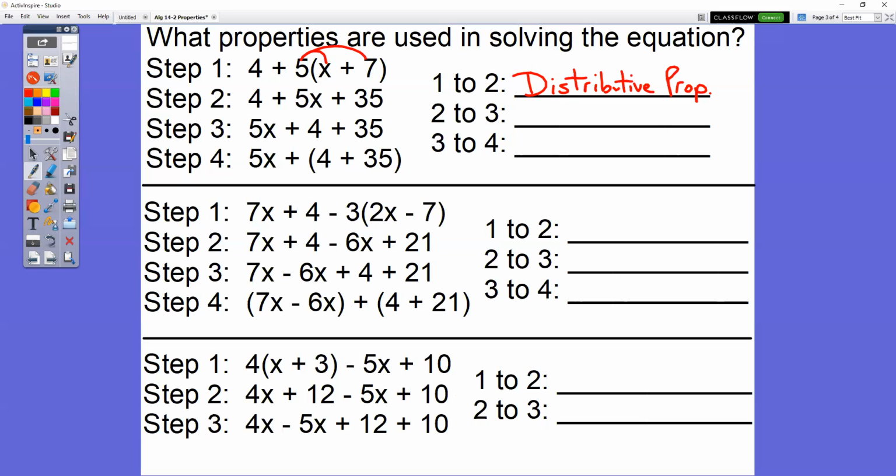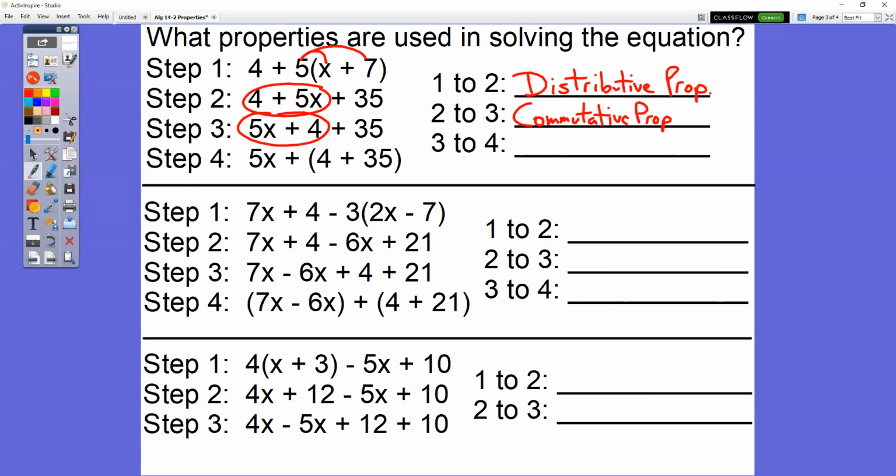We're doing the commutative property because we're switching the order. All right, it's going from 4 plus 5x to 5x plus 4. So we're doing the commutative property of, now is it of multiplication or of addition?